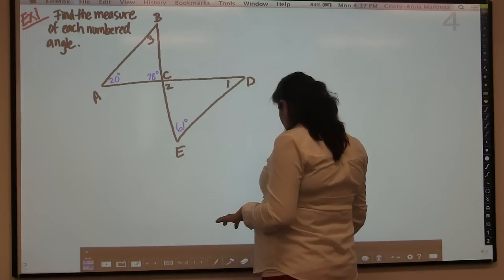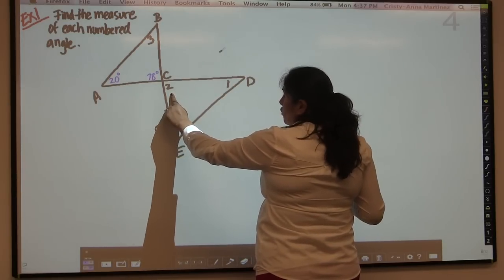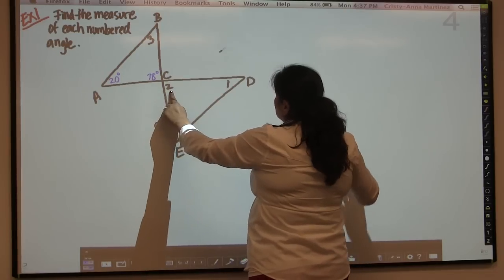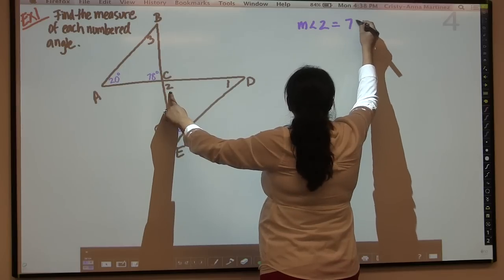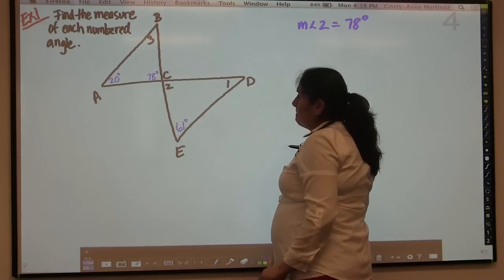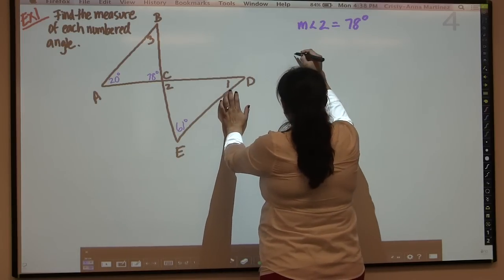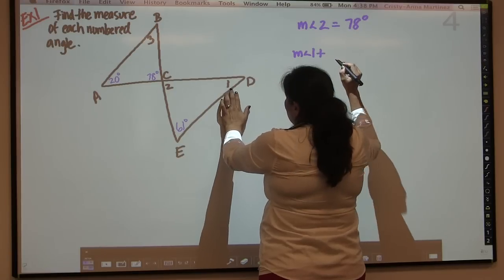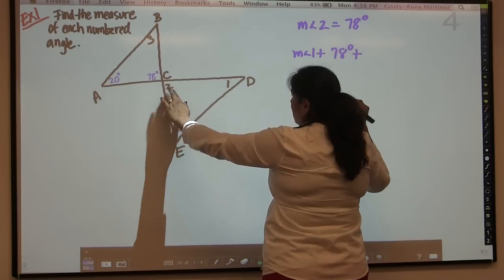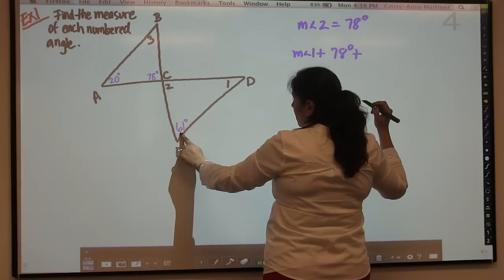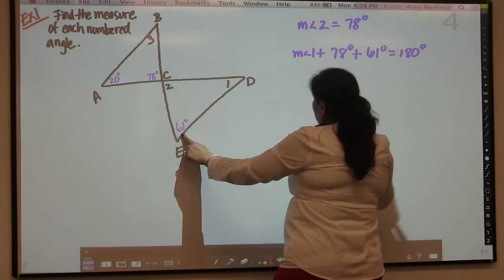So right off the bat, it's going to be really simple for us to recognize that angle 2 is a vertical angle with 78 degrees. So I know that the measurement of angle 2 is 78 degrees. That one's easy. And then I can use the triangle angle sum theorem that tells me that the measurement of angle 1 plus the measurement of angle 2, which we just said was 78 degrees, plus the measurement of angle 3, so this one's 61 degrees, should all equal 180.